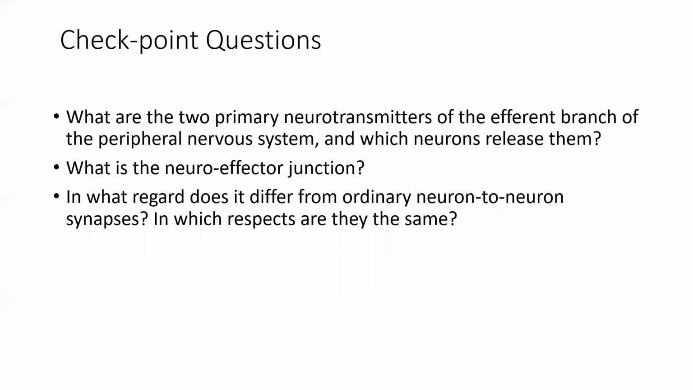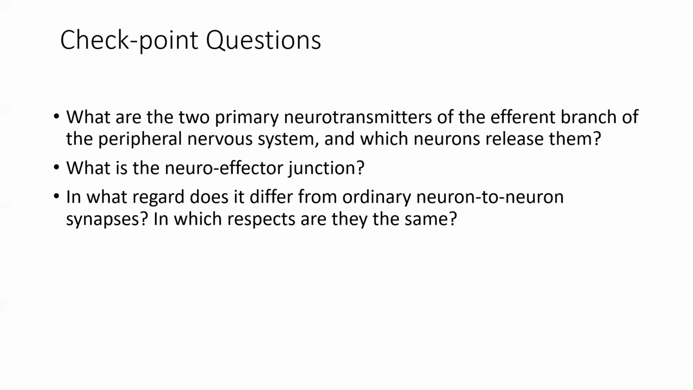And then number three, in what regard does it differ from an ordinary neuron to neuron synapse? In which respects are they the same? So we kind of just touched on that a little bit. They're the same in that they're facilitating synaptic transmission, right? We've got the voltage-gated calcium channels. We've got the neurotransmitter being stored in the vesicle. It's similar in that regard, in the general sense of the events, the receptor on the adjacent end to receive that neurotransmitter. So those are some ways that they are the same.